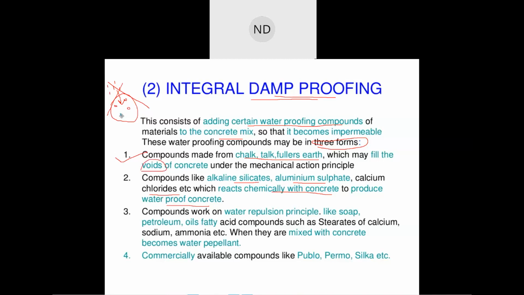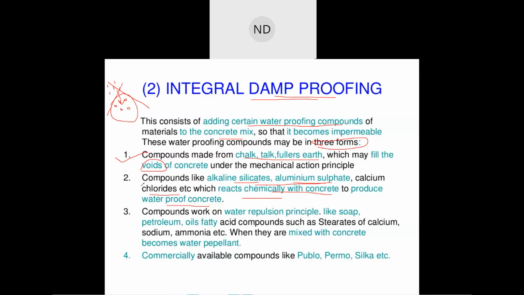These voids which I was talking about are filled by these materials, chalk, talc, fuller's earth, etc., so that it becomes impermeable. Another one is the one which will react chemically with your waterproofing and make your concrete mix impermeable by using silicate, aluminium sulfate, calcium chloride, etc.